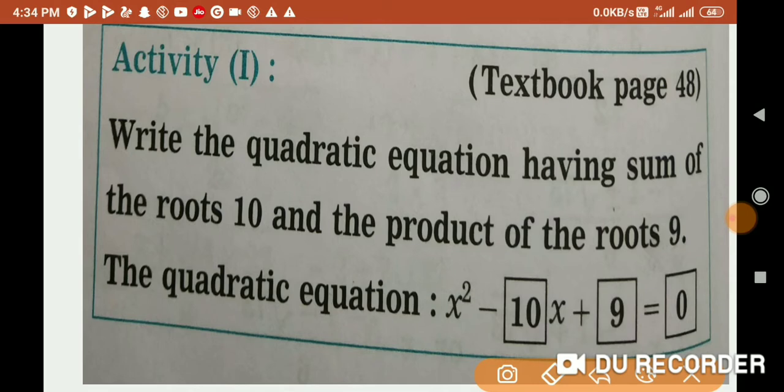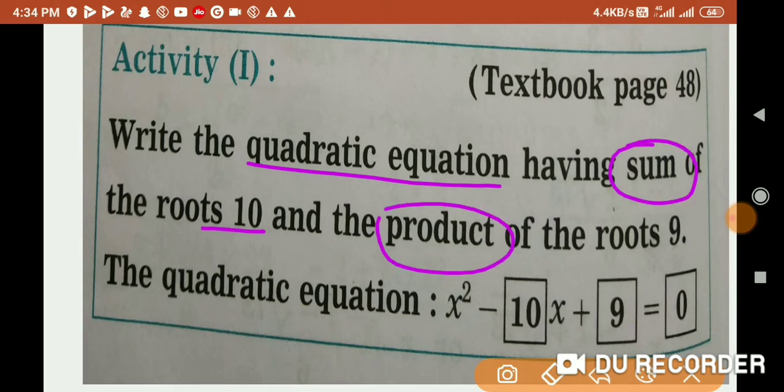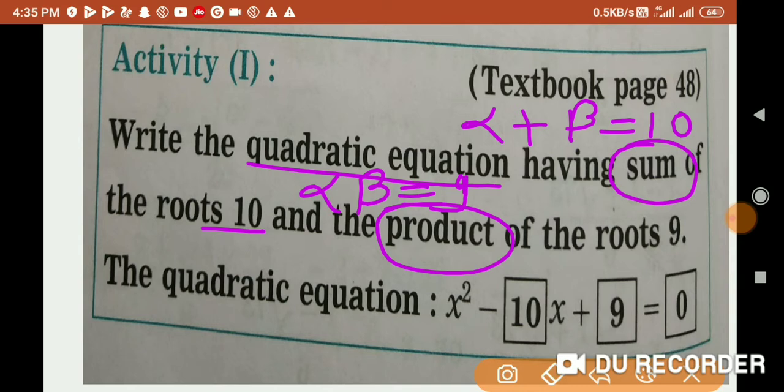And the activity is: write the quadratic equation having sum of roots 10 and product of roots 9. Sum of roots means alpha plus beta is equal to 10 and product means alpha into beta is equal to 9. Okay, that means we know the values of alpha plus beta and alpha into beta.